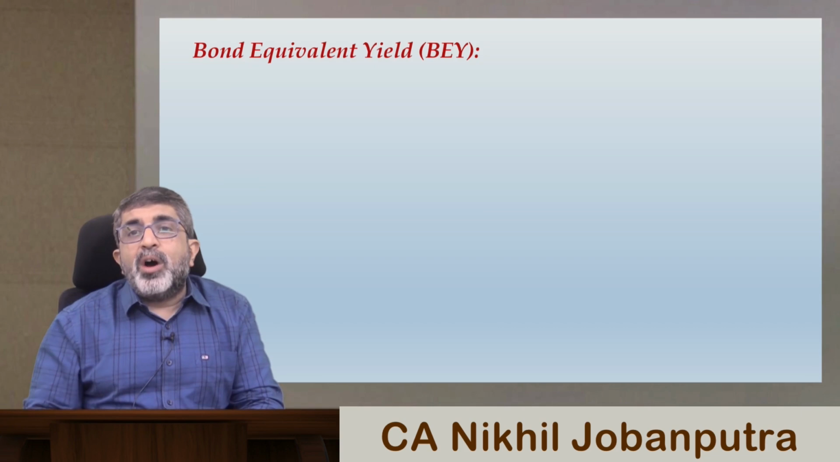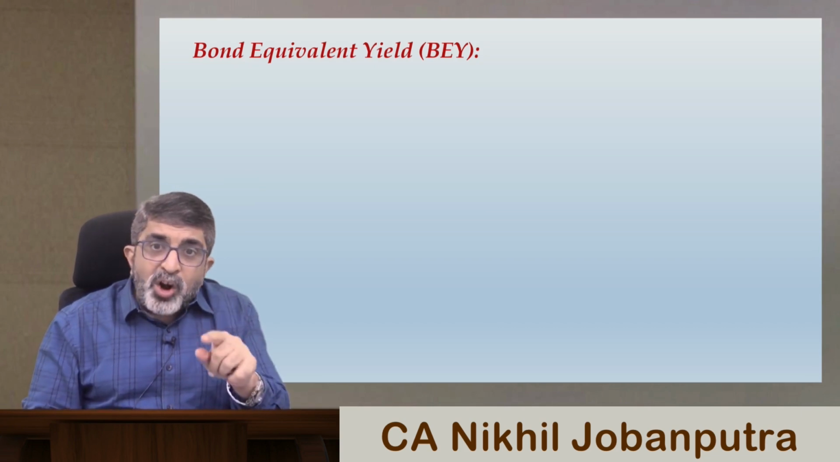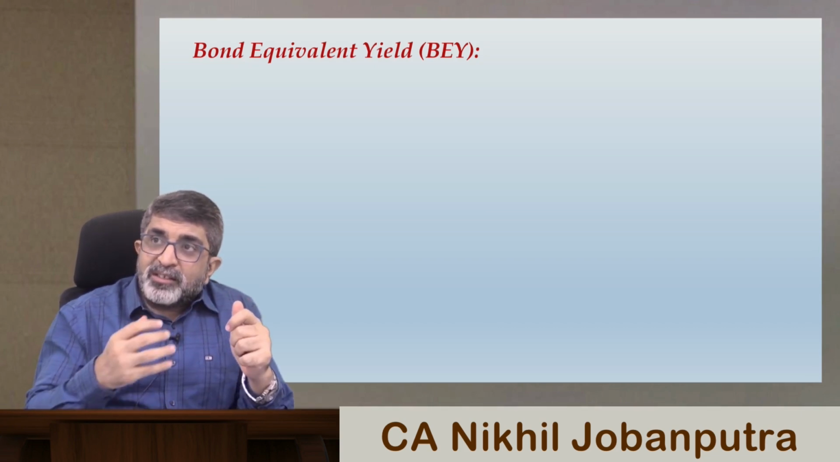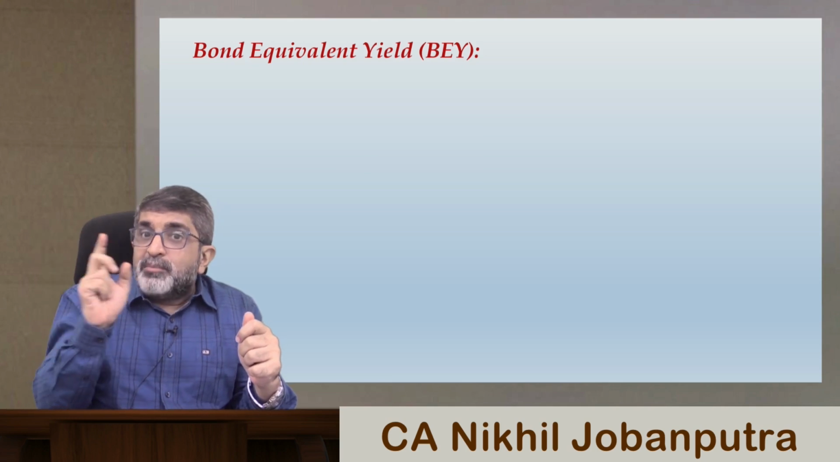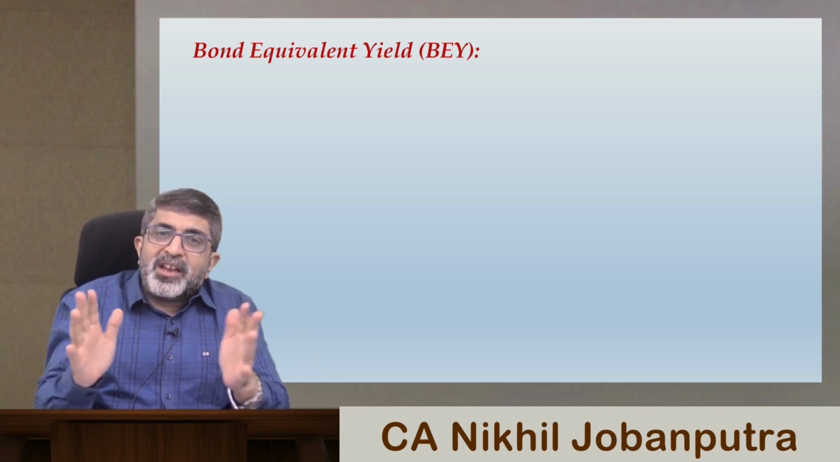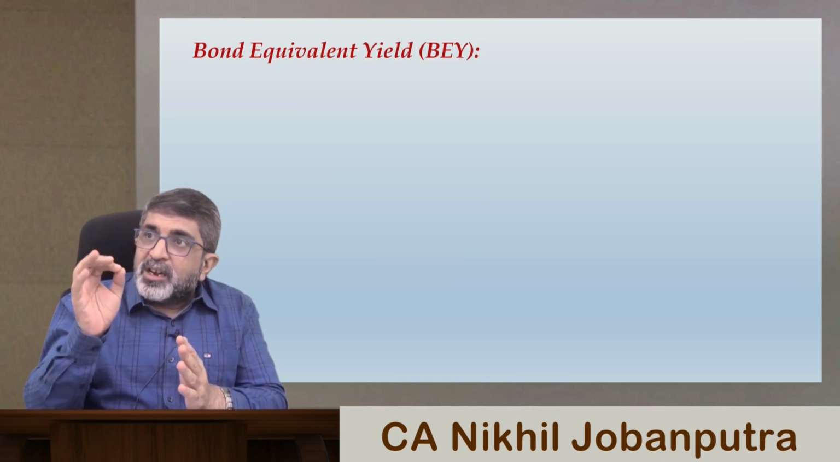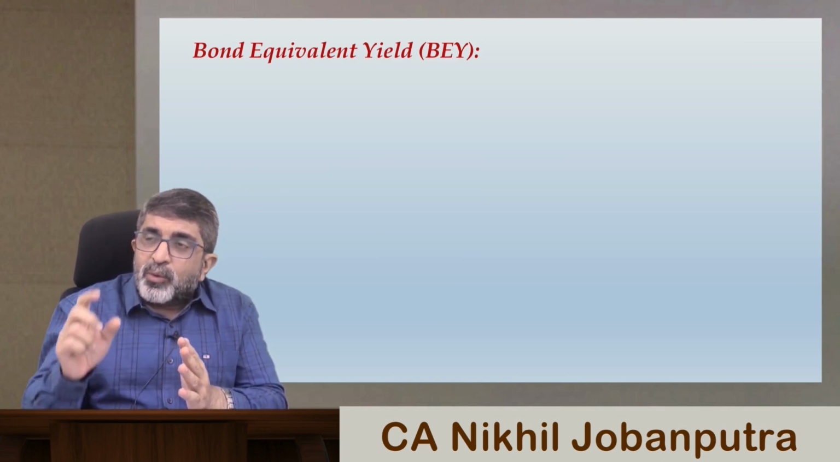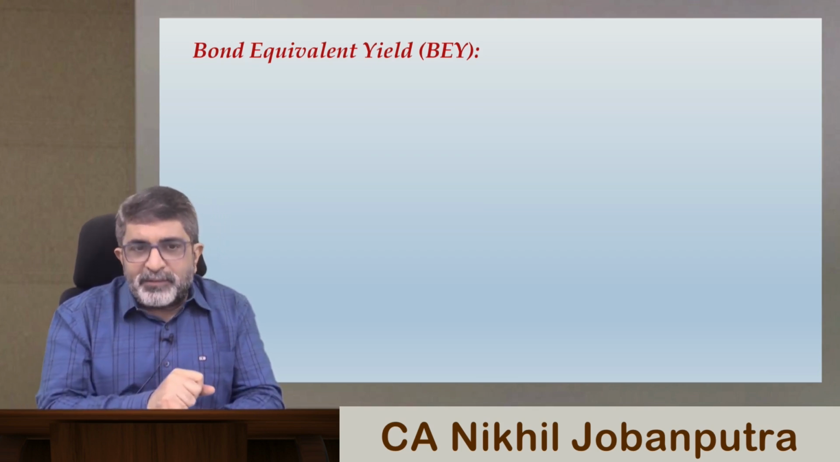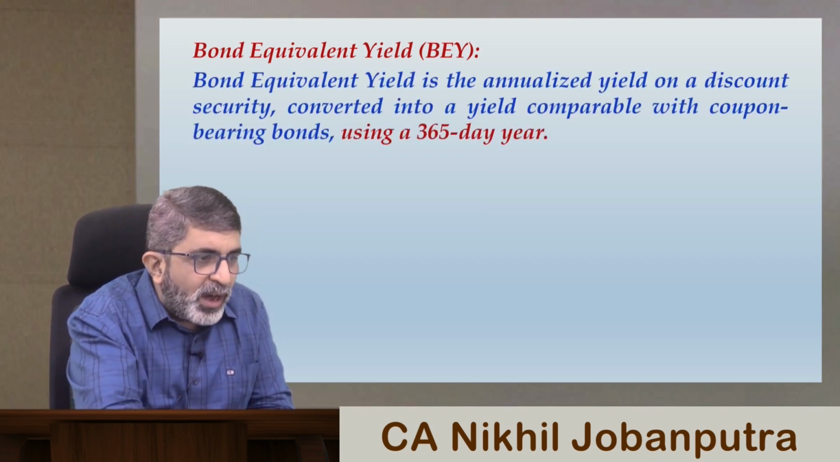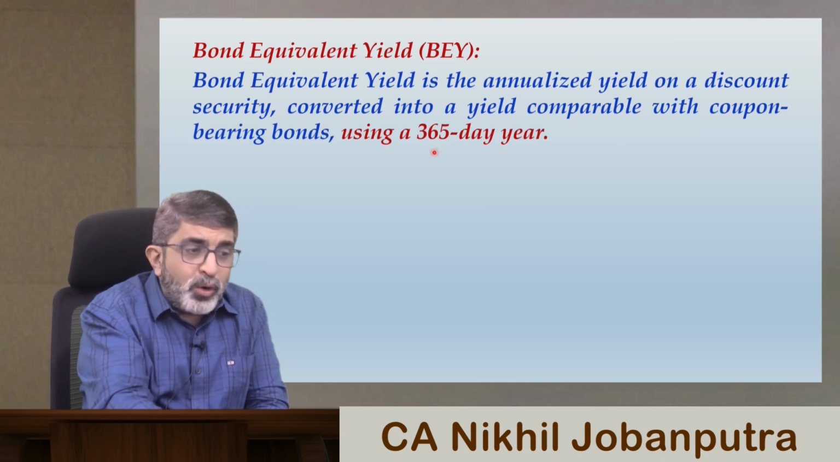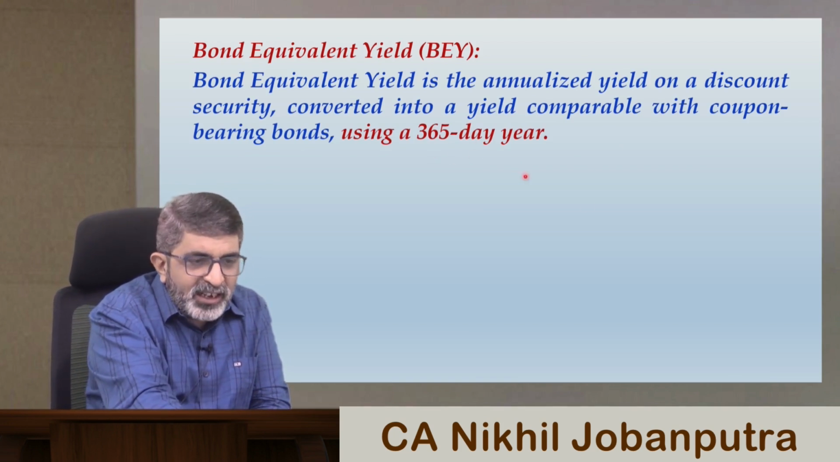But here you need to again understand one thing: bond equivalent yield is referring to the bond market, and in the bond market we don't assume 360 days in a year. So in a bond market, the number of days in a year will always be considered as 365 days. As a result, when you are computing bond equivalent yield, you are going to use 365 days in a year.